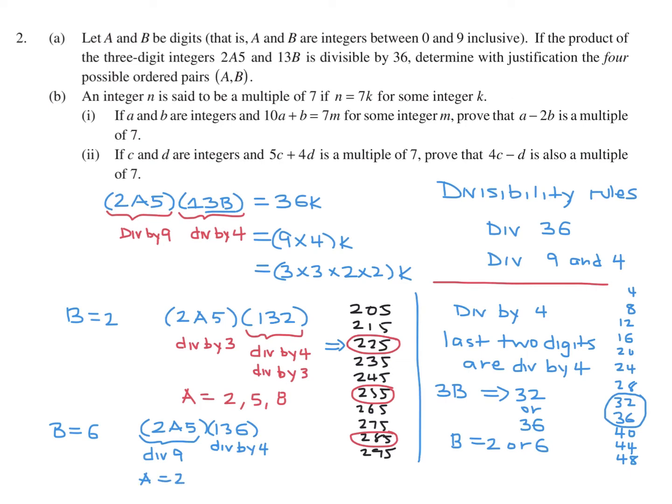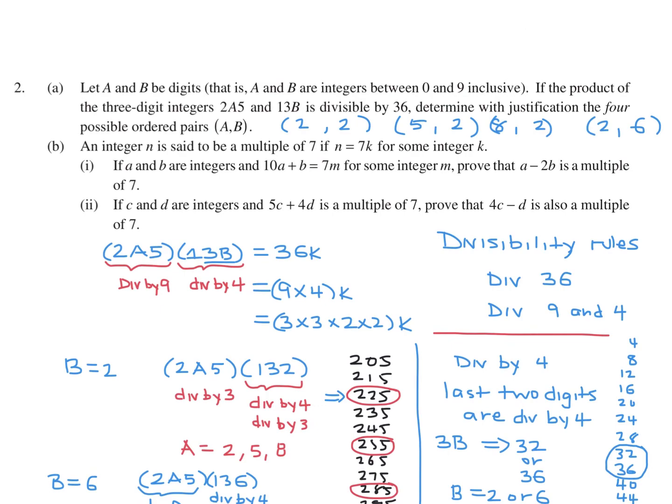So our ordered pairs: when b is 2, it looks like a can be 2, 5, or 8, and when b is 6, a is 2. So I think that's it. We've got (2, 2), (5, 2), (8, 2), and (2, 6). Okay, that takes care of part A.